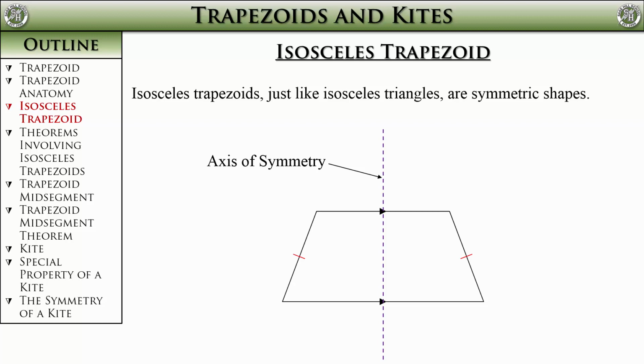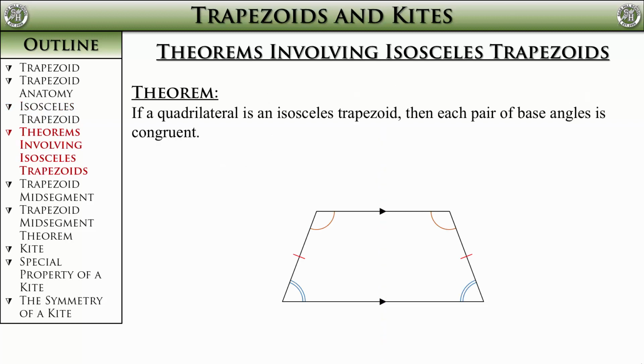There are two theorems that involve these isosceles trapezoids. The first theorem you could figure out if you knew that these trapezoids are symmetric. Let's look at it. In an isosceles trapezoid, each pair of base angles is congruent. Since isosceles trapezoids are symmetric, that should make sense. It's handy that they clearly look congruent too.